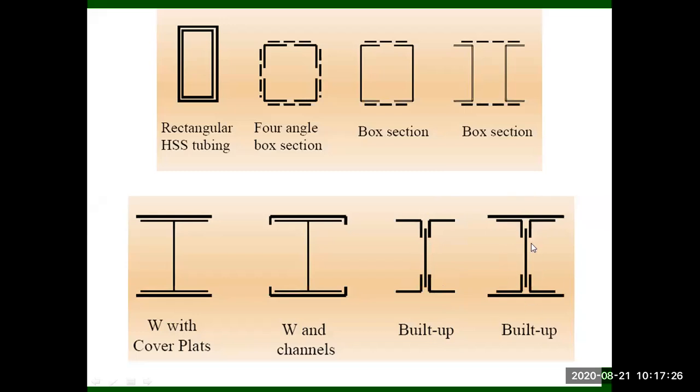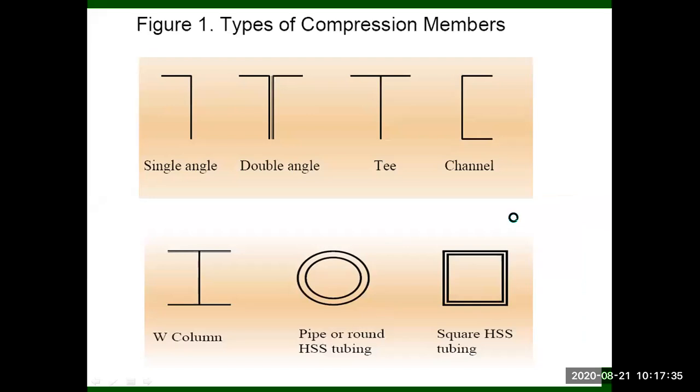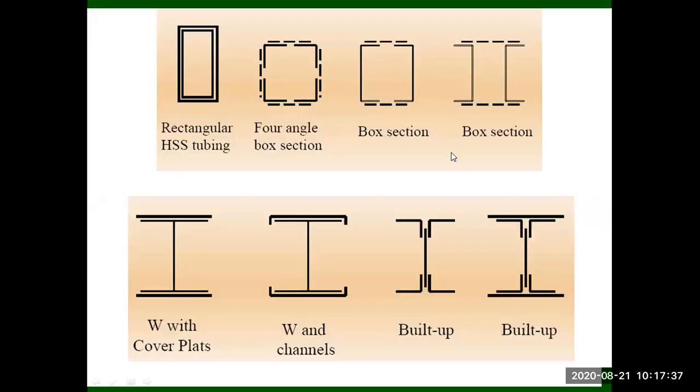Again, same built-up section. These are the four angle sections. In the middle one plate is there, and on the top and bottom also a plate is there. So all these sections we can use as a compression member, and in a truss only, we can also use them as a long column. So these are the various types of sections we can use as a compression member as well as a column.